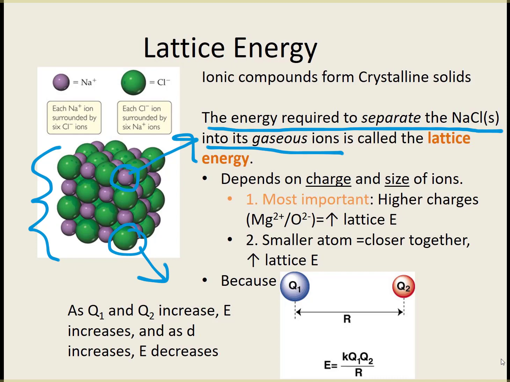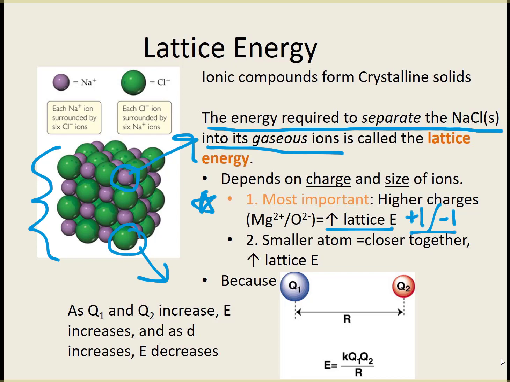The first one, and it's the most important, is the charge. So you could have a +2, -2 crystal structure, or a +1, -1 crystal structure. And the charge is the most important. The higher the charges, the higher the lattice energy, and this all relates to Coulomb's law. Because my charges are higher, it's going to take more energy to take it apart. That's comparing the +2, -2 to the +1, -1 crystal. The +1, -1 won't take as much because it has a lower charge.